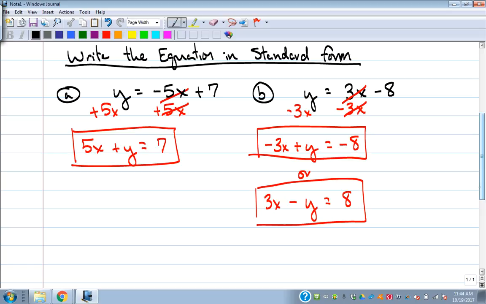Normally, if this number in front of x is positive, don't even think about changing it. The only time you would even think about doing that is if the number in front of x is negative. That's the only time you would ever think about doing that.